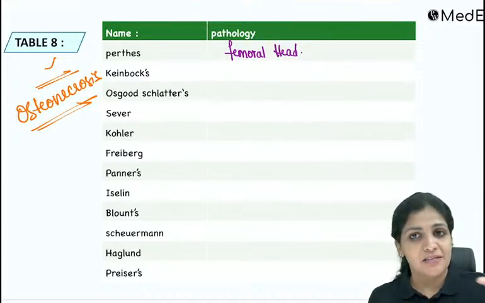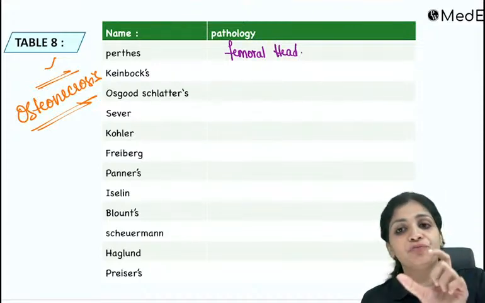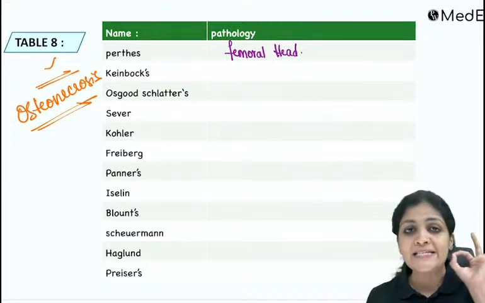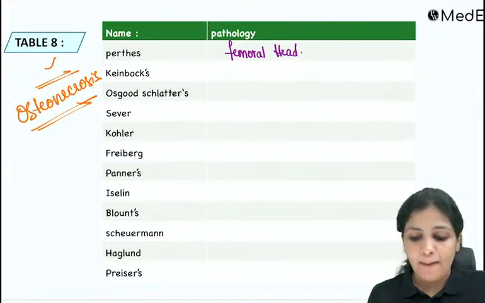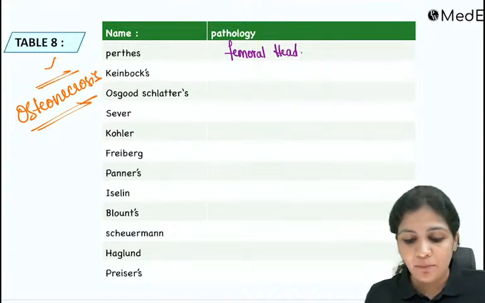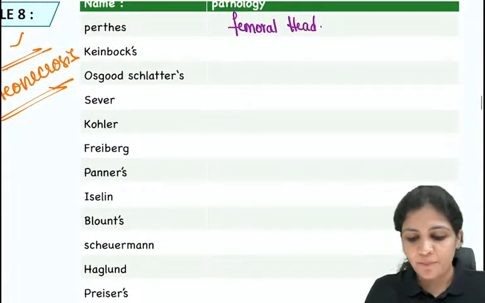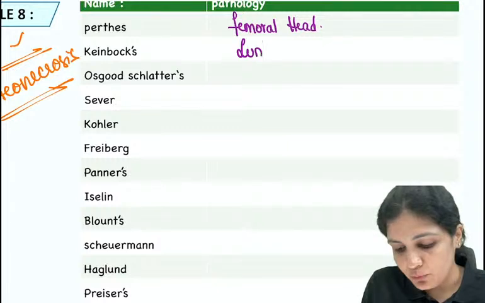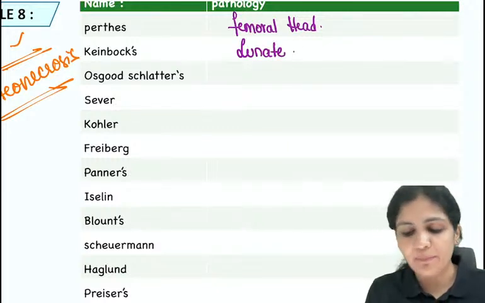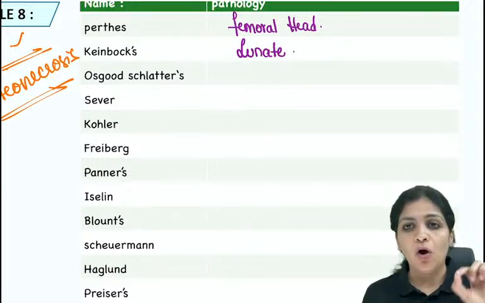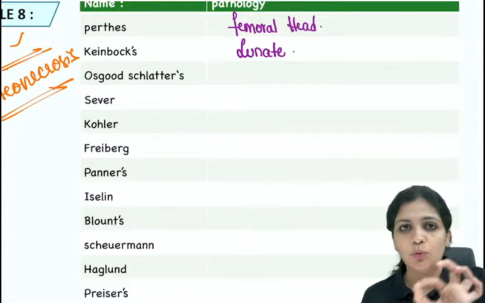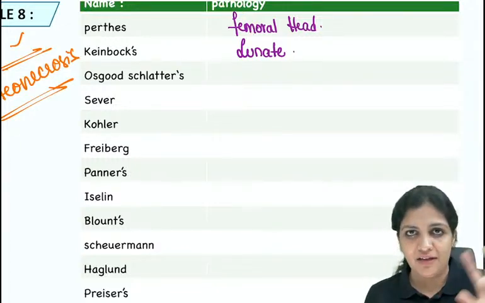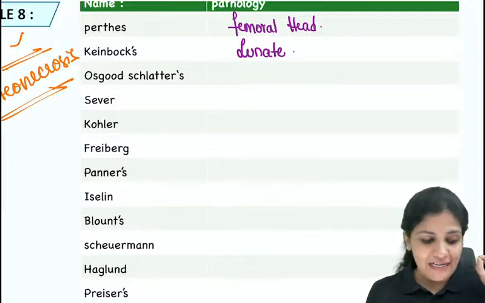Whenever you see this osteonecrosis in the case of the femoral head, this is called Perthes disease, right? So femoral head osteonecrosis is called Perthes disease. Similarly, Kienbock is seen in lunate. How do you remember Kienbock? Remember lock and key. Key, lock. So lunate, lock, lunate. Kienbock is the key for it. Kienbock is lunate.